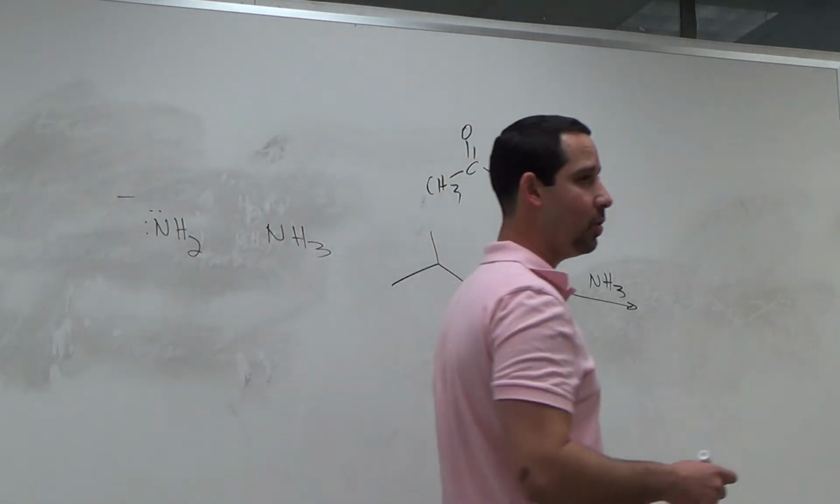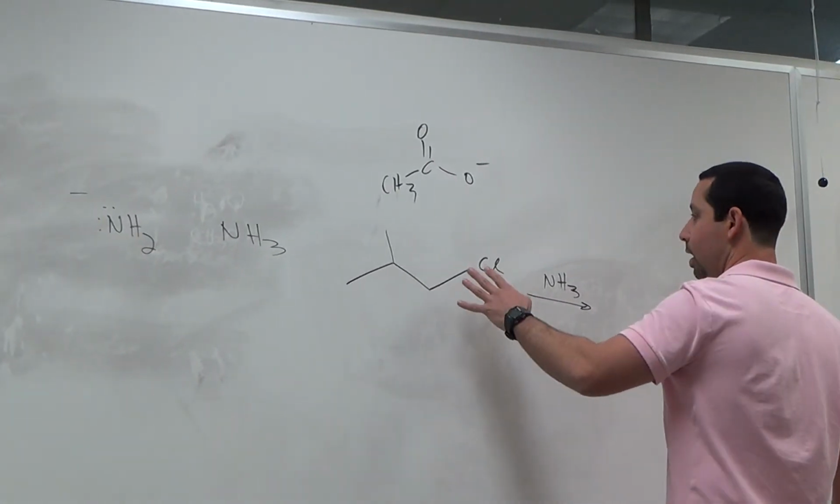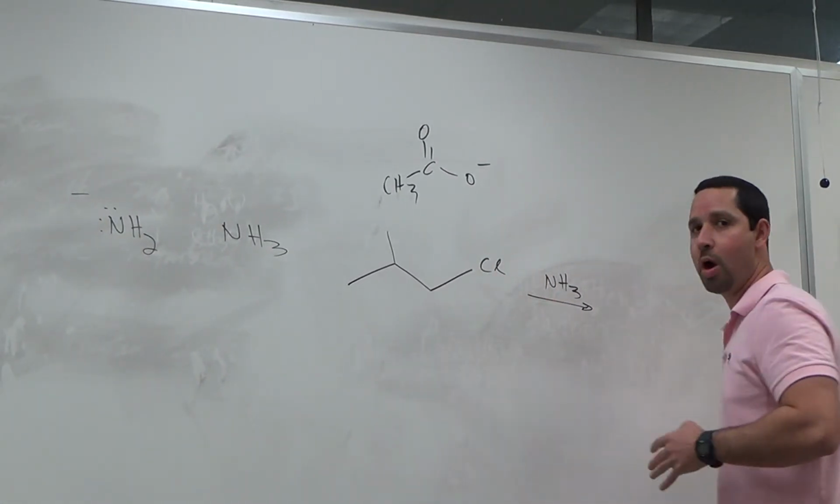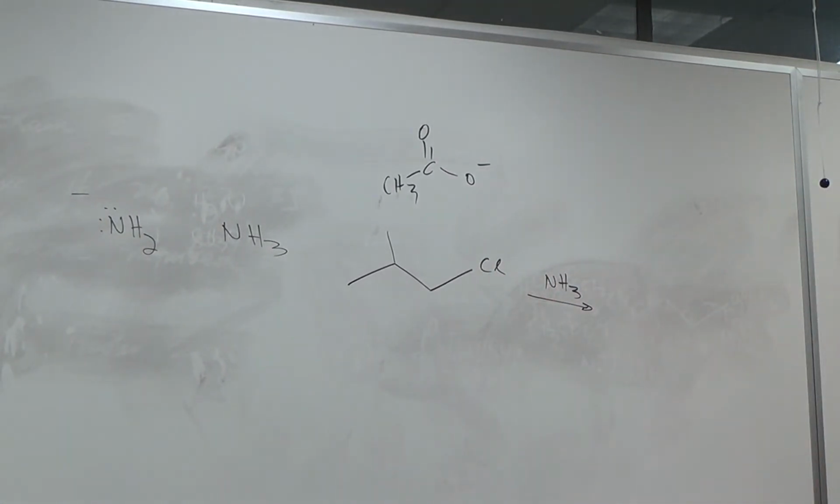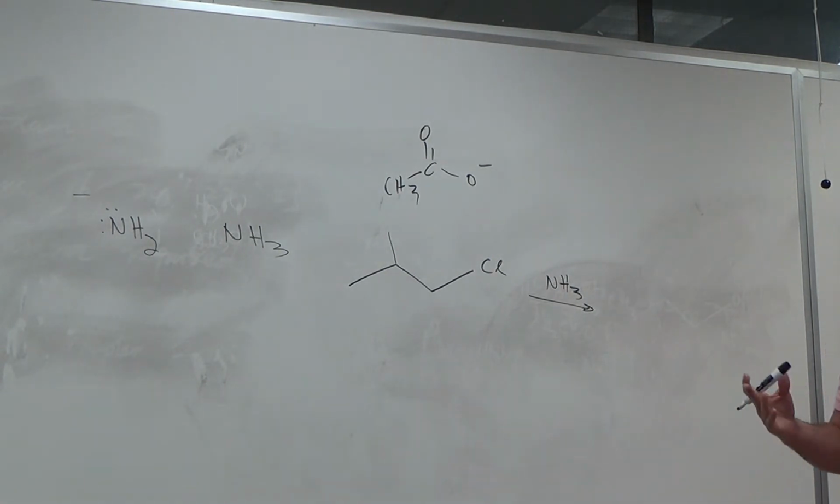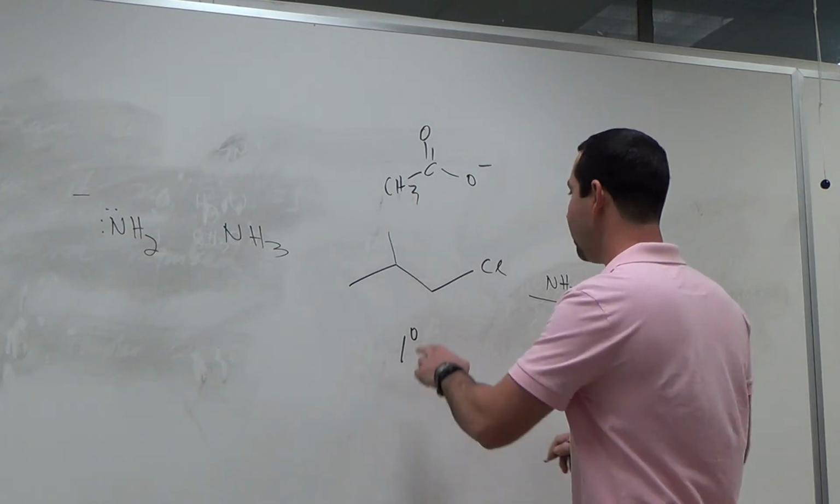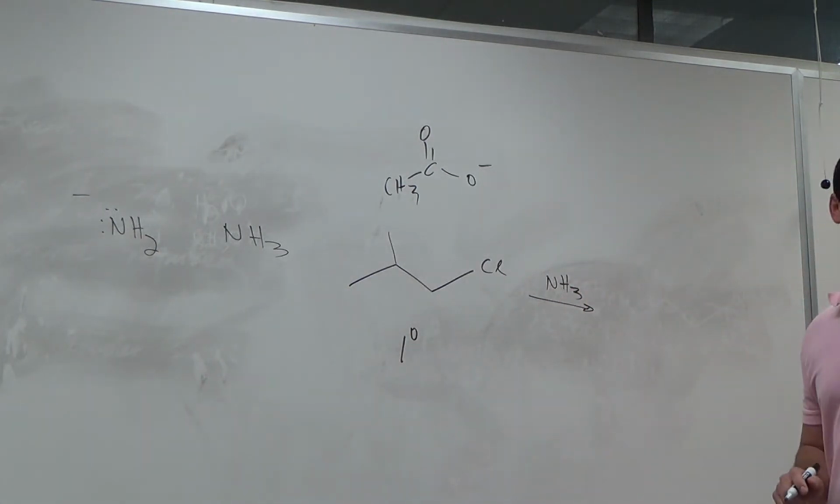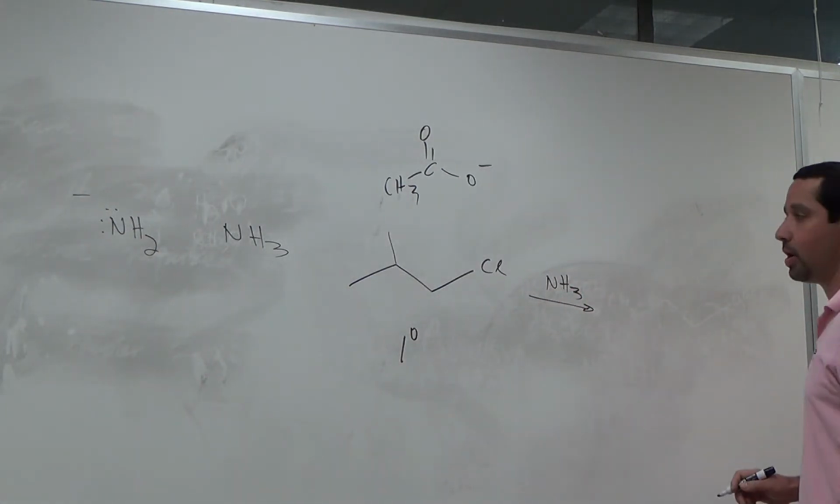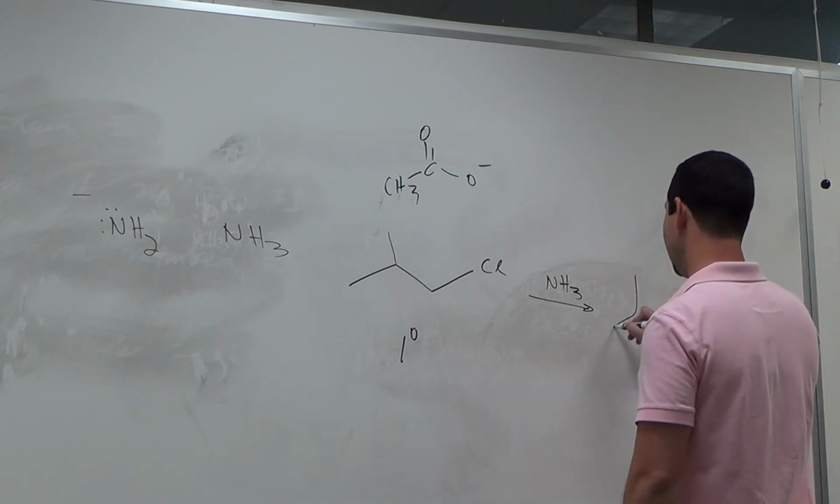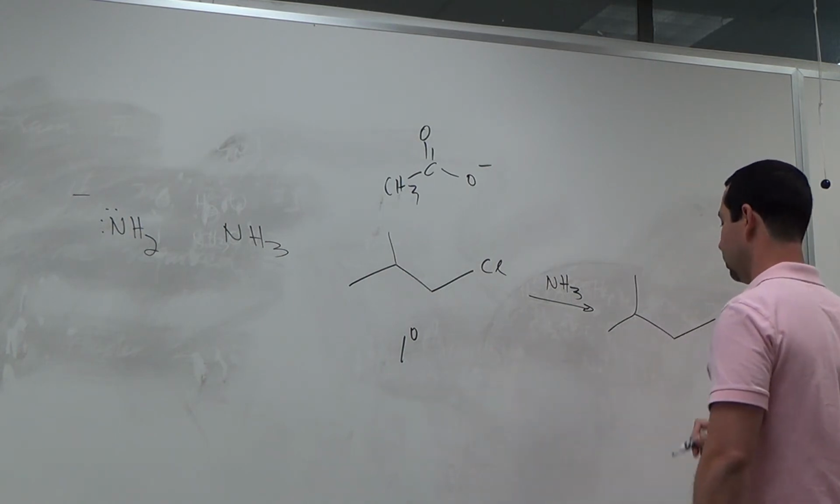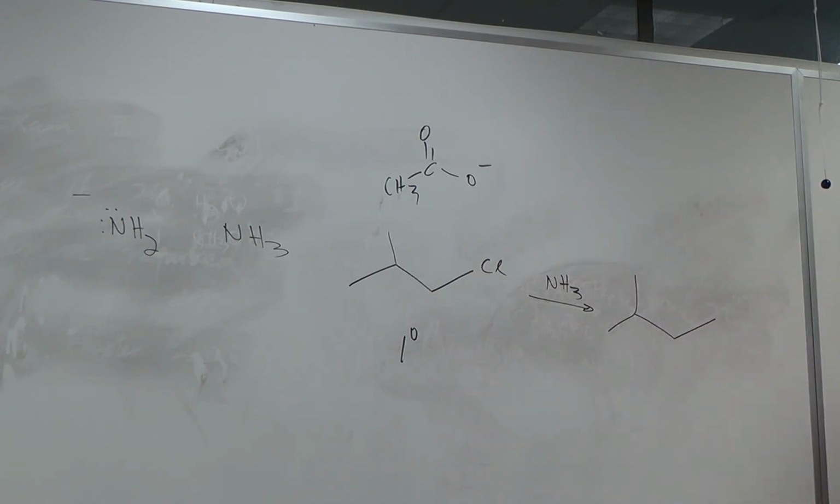So, what are we gonna do here, my friends? SN1, SN2, or SN3? SN2. How do you know it's SN2? Because it's primary, a primary alkyl halide. Since it's a primary alkyl halide, it's going to be under SN2 conditions, right? SN2 conditions, primary alkyl halide, SN2.